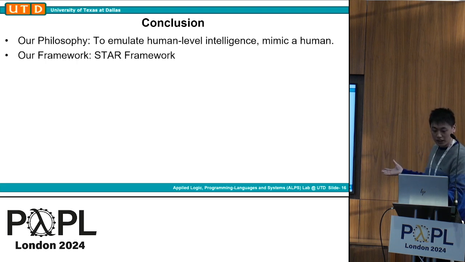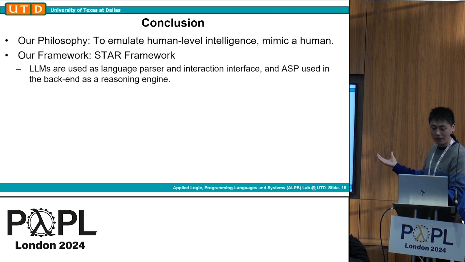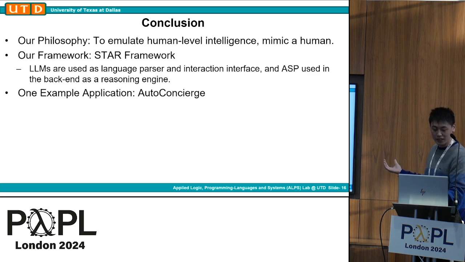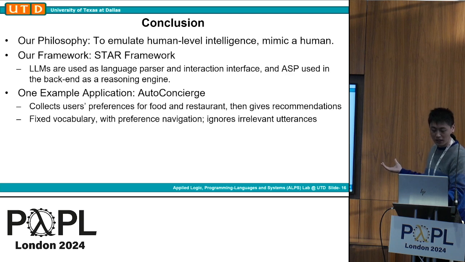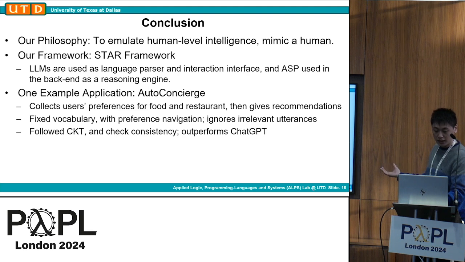Our design philosophy is to emulate human-level intelligence, to mimic a human, and we use the STAR framework, which uses an LLM as the language parser and ASP as the backend reasoning engine. We apply this framework to an example called AutoConcierge. It collects the user's preference for food and restaurants and gives recommendations. It has a fixed vocabulary so that everything is certain, and you can never say something out of this vocabulary. We have preference navigation, and it ignores irrelevant utterances. We also allow the CKT, which is to let the bot guide the conversation, drive the conversation basically.